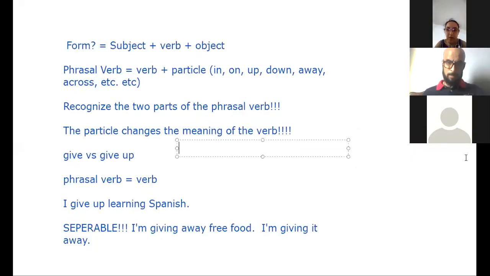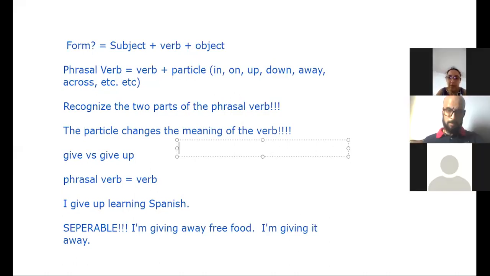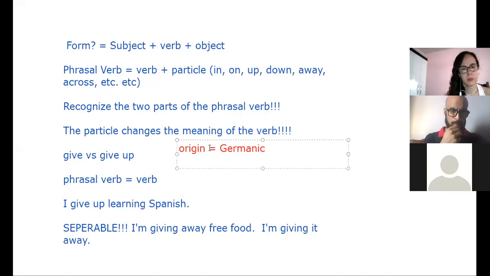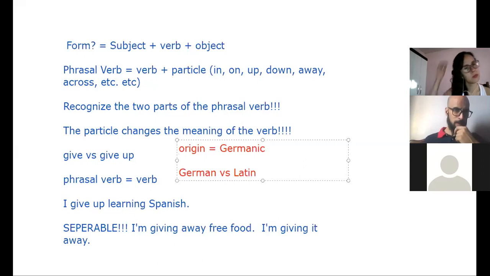Jawid, what is the origin of phrasal verbs? What part of the world do they come from? Oh, Germanic. Yeah, the origin is Germanic. Actually, they're so old, they come from before Germany. If you speak German, this is so easy to do. If you speak Spanish, Portuguese, French, Italian, Arabic, Asian languages, this is incredibly difficult because there is no equivalent in your language. So these come from German, whereas the other languages come from Latin. That's always why there is a Latin equivalent that means the same thing as the verb.